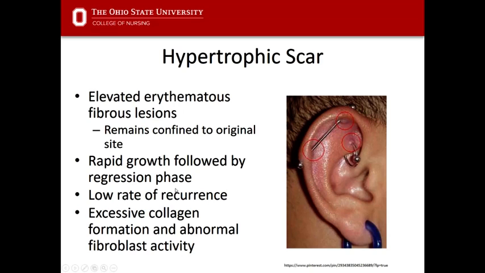They tend to have a lower rate of recurrence, so it's not necessarily likely that you will form another hypertrophic scar if it's removed. Keloids also have rapid growth, but keloids don't regress. Hypertrophic scars will regress. After about 6 months, sometimes a year, these eventually will go away, and the scar essentially will be more normal rather than enlarged. Once again, these also have excessive collagen formation and abnormal fibroblast activity.